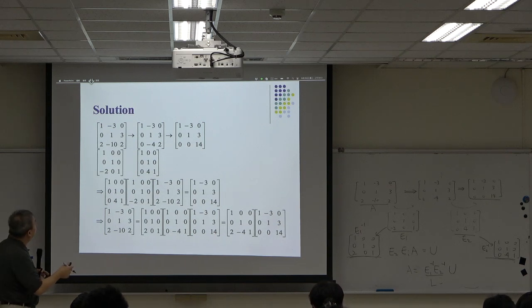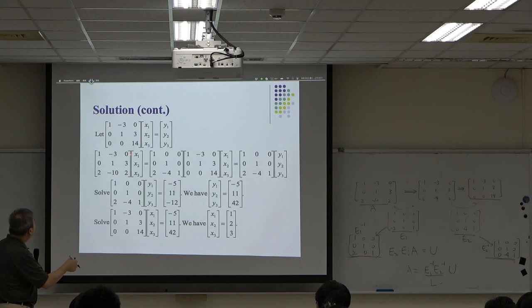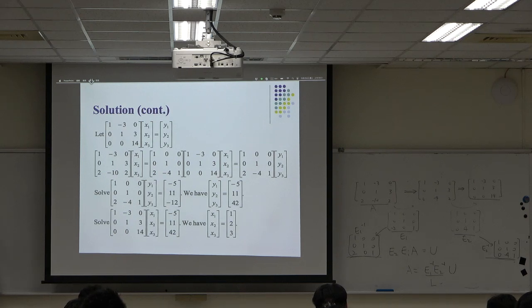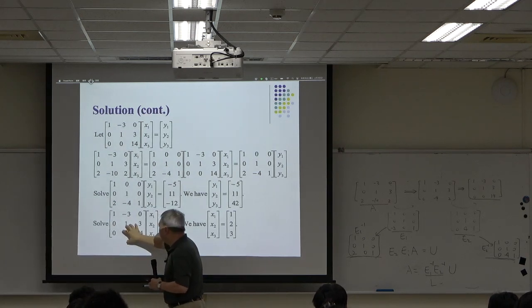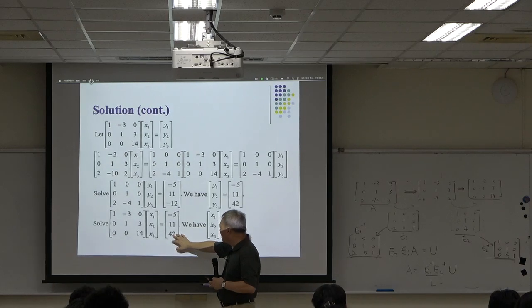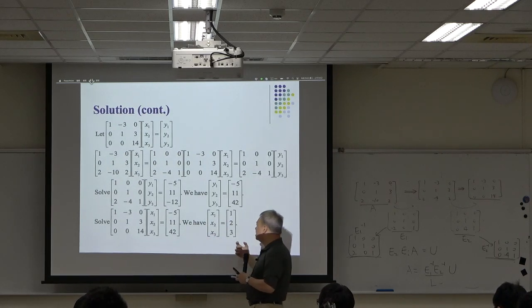So we write that this lower triangle times Y equal to this one. Then by using the forward substitution, we get y1, y2, y3 to be this one. And with that, because UX equal to Y, right? So we will again solve U times X equal to this one, Y. And then we use the backward substitution, we get the result to be this.